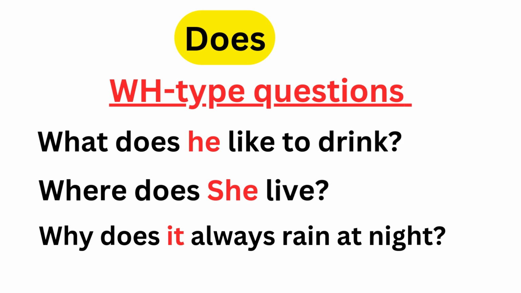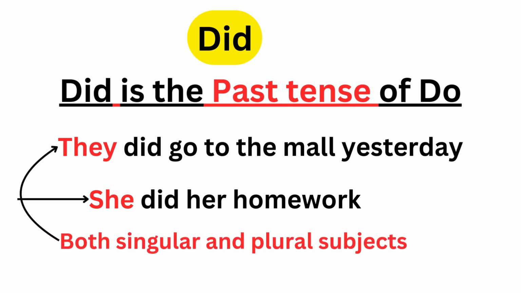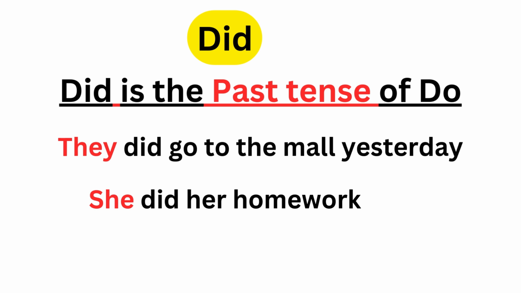Finally, let's discuss did. Did is the past tense of do. Did is used with both singular and plural subjects. Examples: they did go to the mall yesterday. She did her homework. In both sentences, we use did because the action happened in the past.